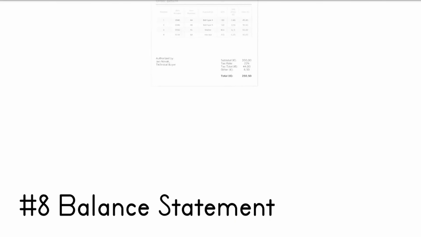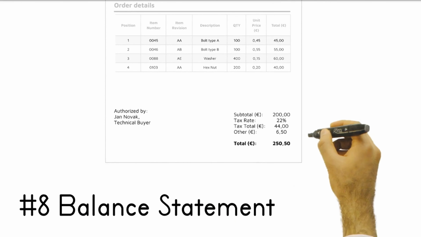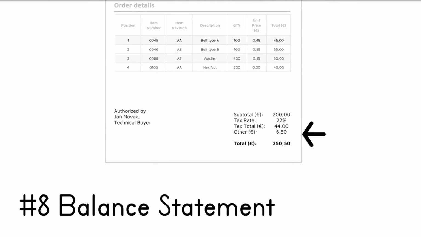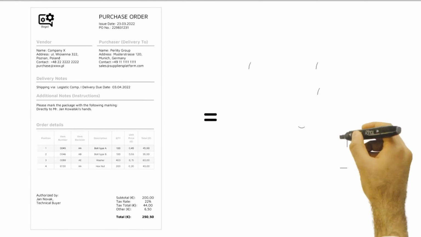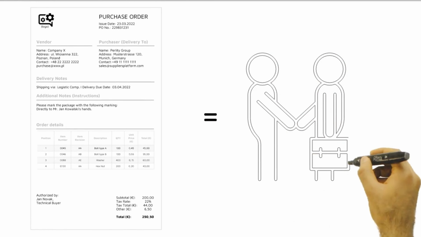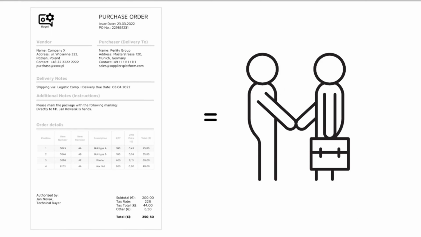Finally, the balance statement provides a clear summary of the financials, including the subtotal, taxes, additional costs, and the final amount payable in the agreed currency. In short, a purchase order is more than just a request. It's a binding agreement that details exactly what will be delivered, how, and at what cost.